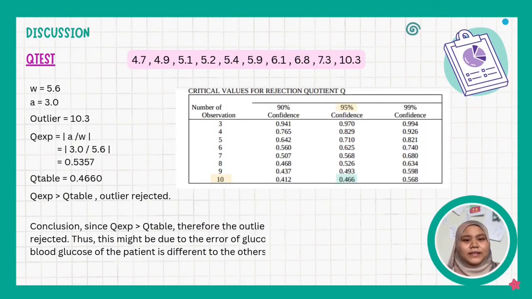Next, let's apply it to our data. As you can see, we already found the range, which is 5.6, and the gap is 3.0, which is the highest gap. That indicates the outlier, which is 10.3. The Q experiment that we got is 0.5357, and the Q table is 0.5660, which indicates the Q experiment is less than Q table, so the outlier will be rejected. Thus, this might be due to an error of the glucometer that caused the blood glucose of the patient to be different from the others.